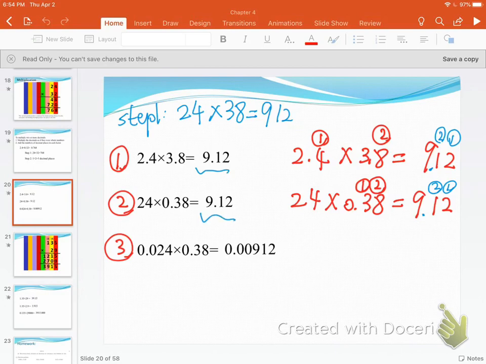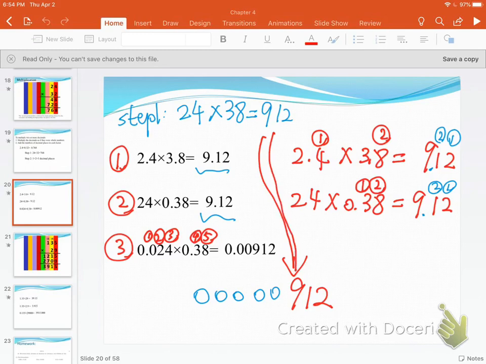The last one, we have a lot of decimal places. So let's count them. In the first number, we have 1, 2, 3 decimal places. And then we have 4 and 5 decimal places. So in the answer, we need 5 decimal places. 912, we only have 3 numbers. How can we get 5 decimal places? We add zeros before the number, before the result of step 1.